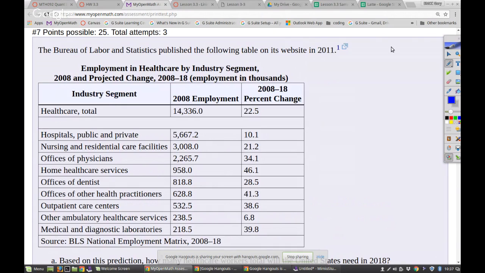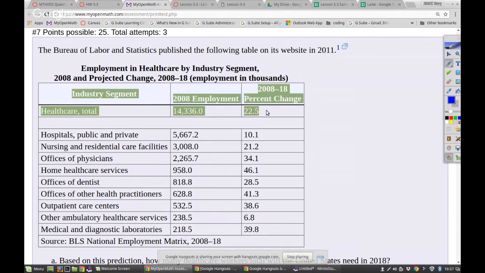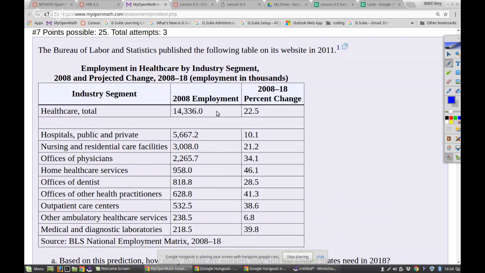I've got some data here from the Bureau of Labor and Statistics about healthcare professionals. Homework 3.3, number 7. So ultimately what we want to do, based on the top of the table here, is create a linear line. What they're telling us here is that in 2008, these are the employment numbers. Now think about that for a second.